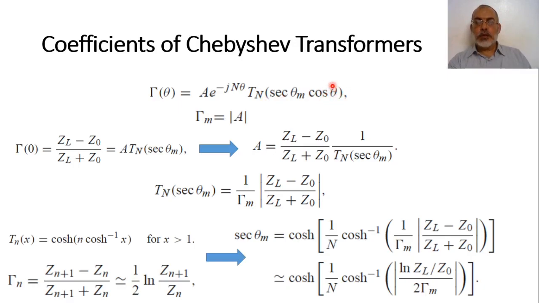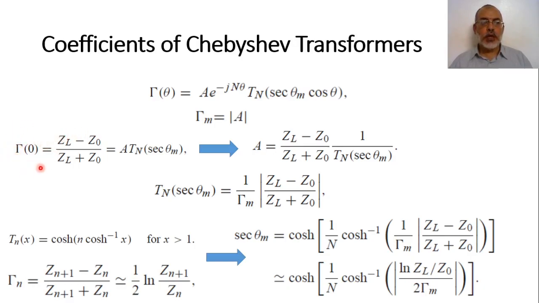If theta equals 0, the reflection coefficient in this case would be the reflection coefficient between the load and the feeding transmission line directly, because in this case, all the transmission line sections of the transformer are assumed to be of length 0. So in this case, we are connecting the load to the feeding transmission line directly.